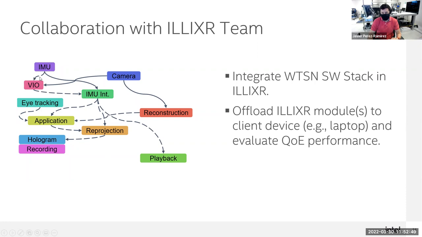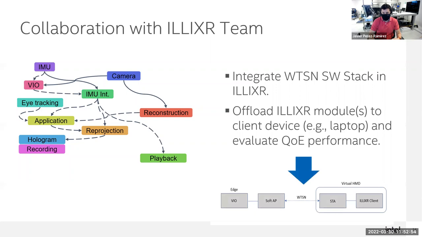And we've been talking, so for instance, this could be an example of what we could do. Today we can provide the soft AP and station software stacks to provide 802.1AS over 802.11 and QVV. And we can integrate WTSN in the ILLIXR testbed, and we could offload, just to give an example, the VIO. There are other things that obviously we could explore, but as a start, it could be this. So I don't know, Sarita, if you want to comment. Yeah, no, exactly right. So we will very soon be releasing a version of a plugin for ILLIXR where you can do offloading.